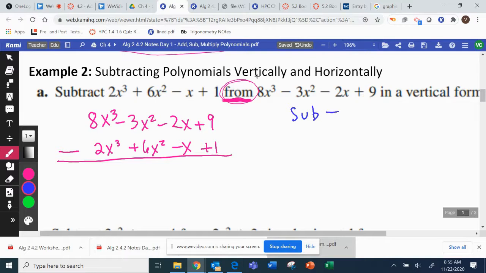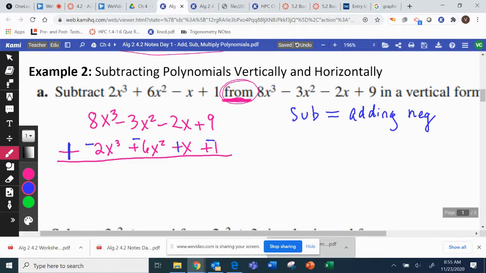Subtraction is the same thing as adding a negative. They're the same thing. So I'm going to change this into adding, which means I will change all of the signs for that polynomial. If I draw this little line here, I have to change all the signs. Draw the line, change the signs.